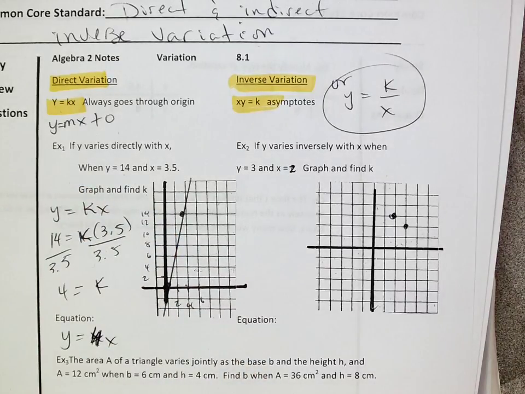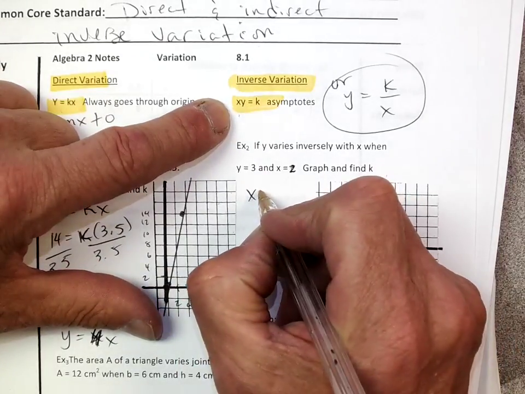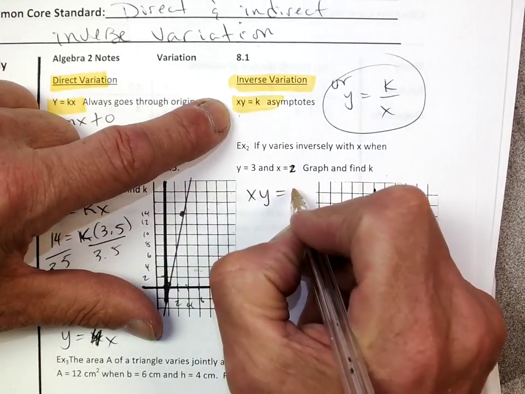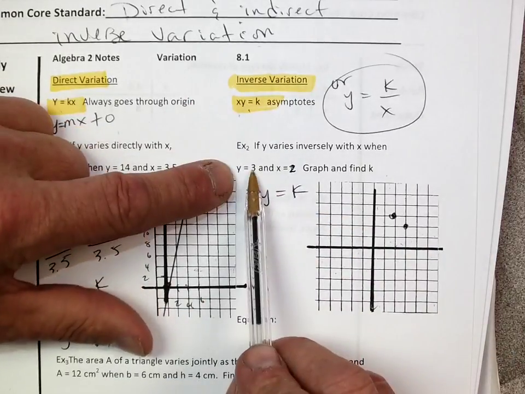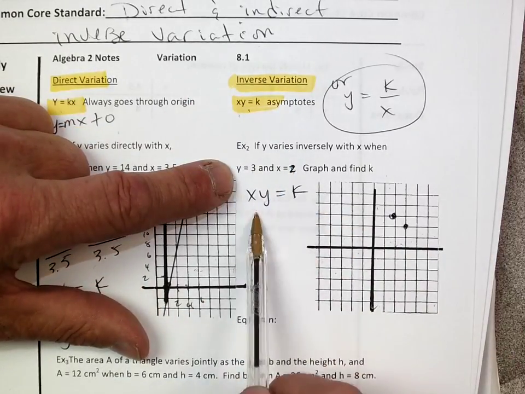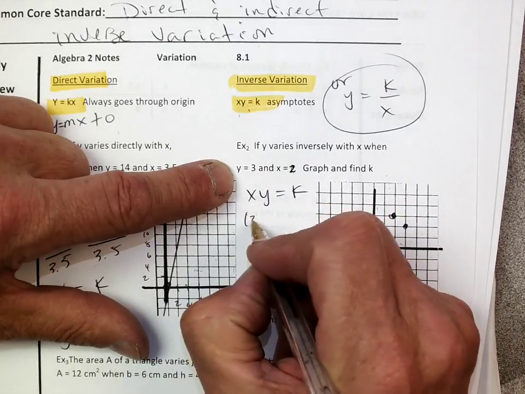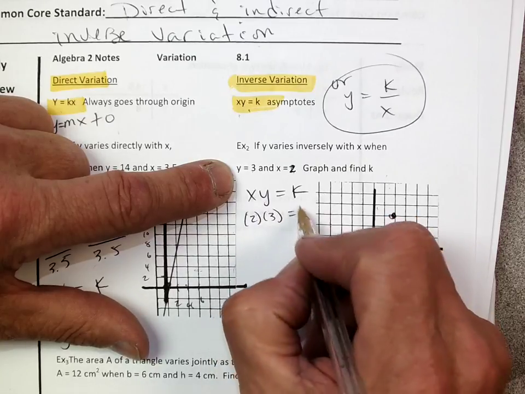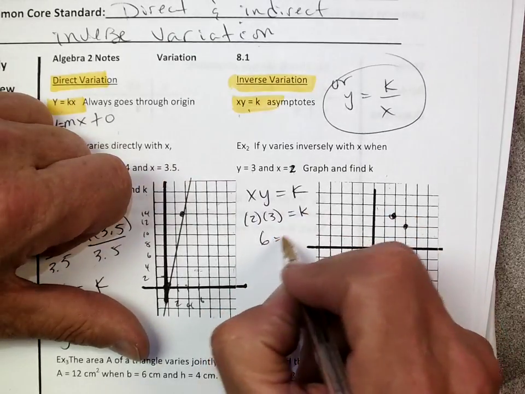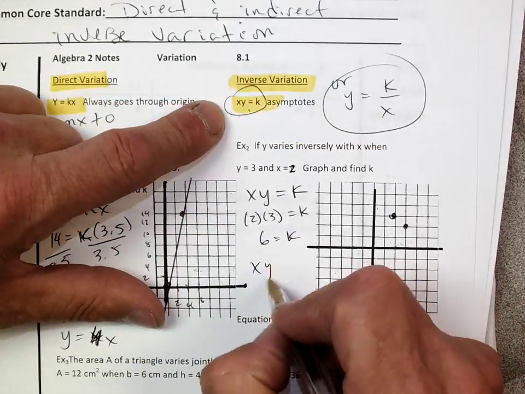So, how do I find k? Well, let's look at our equation. We have xy equals k, right? My little equation. So if I plug in 3 for y and 2 for x, what's k equal? 6. Everybody agree? So let's rewrite it. Let's take my equation, let's just write it. So it's going to be xy equals 6.